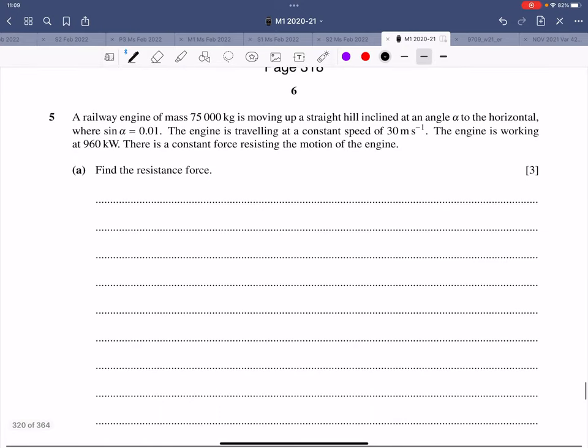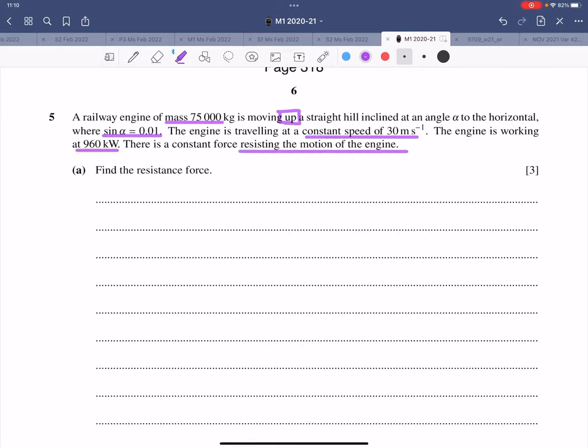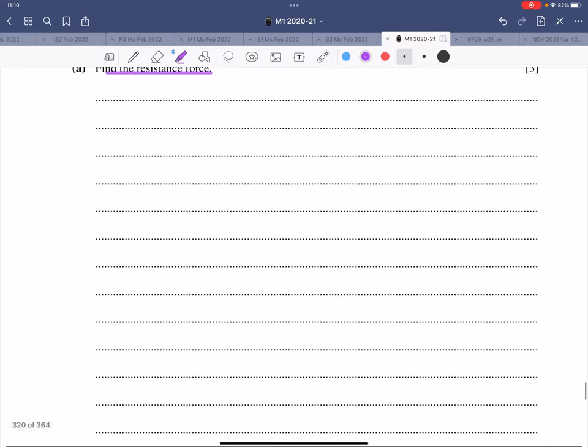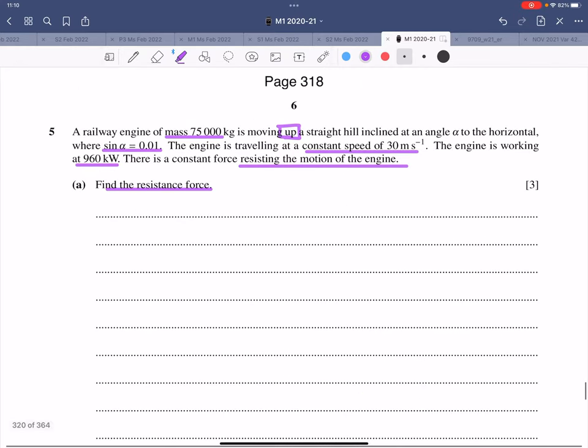Now let's move to question number 5. What does it say? A railway engine of mass 75,000 kg is moving up an incline. Underline this, up. Inclined at an angle alpha when sine alpha is this much. The engine is traveling at a constant speed. The engine is working at 960 kilowatt. There is a constant force resisting the motion of the engine. Find this resistance force. So a whole page is given for this particular part.